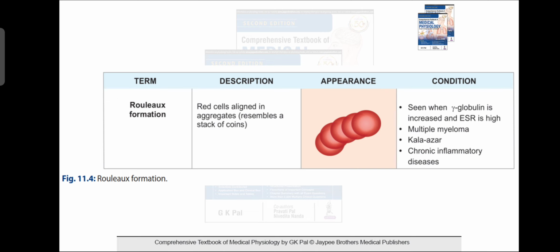In Rouleaux formation, red cells align in aggregates, like a stack of coins. The appearance is like this: red cells pile one over another. This condition is seen when the gamma globulin is increased and ESR is high, as in multiple myeloma, Kala Azar, and chronic inflammatory disease.